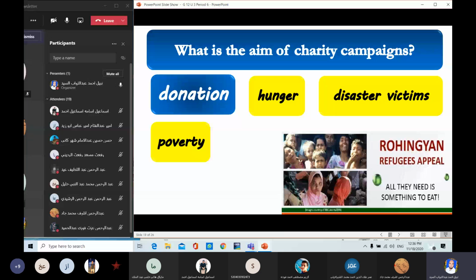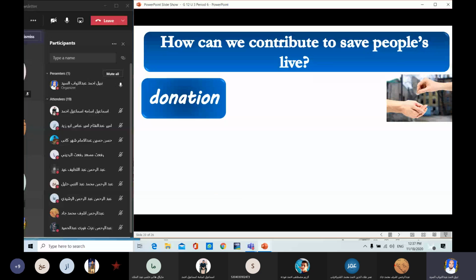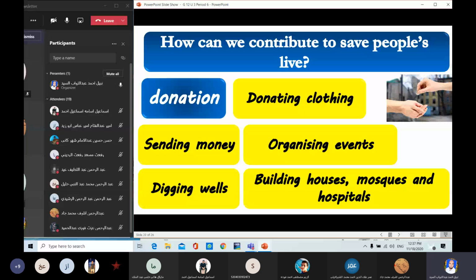So how can we contribute to save people's lives? We mentioned by donation, by sending money, by donating clothes, organizing events, digging wells, building houses, mosques, and hospitals, or improving their sanitation. As Ismail said before, sanitation means getting rid of wastewater, providing them with clean, fresh water.